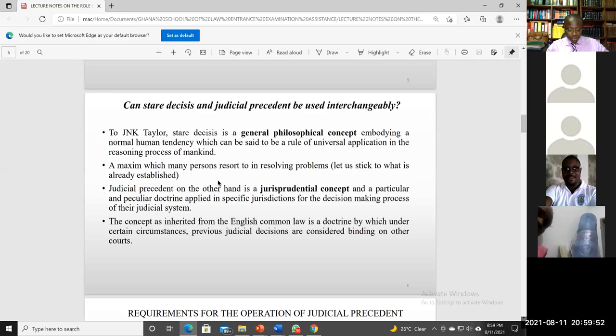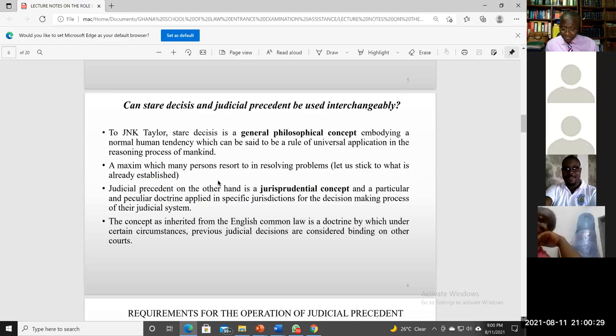But I wanted us to also look at Black's Law Dictionary again. I think over here I have the 9th edition. If you look at Black's Law Dictionary, the 9th edition I have here, page 1537, for example, it says, and I quote, stare decisis et non quieta movere. That is, stand by things decided and do not disturb settled things.